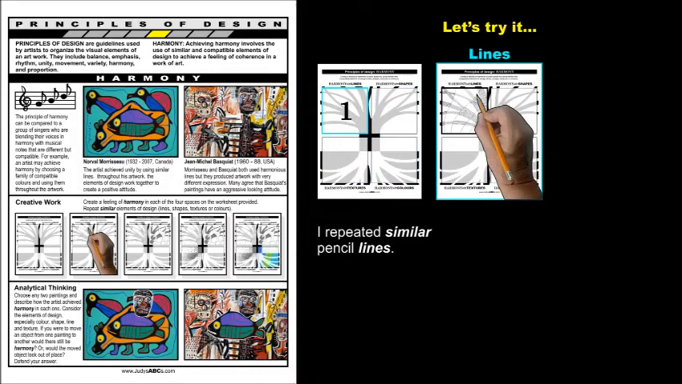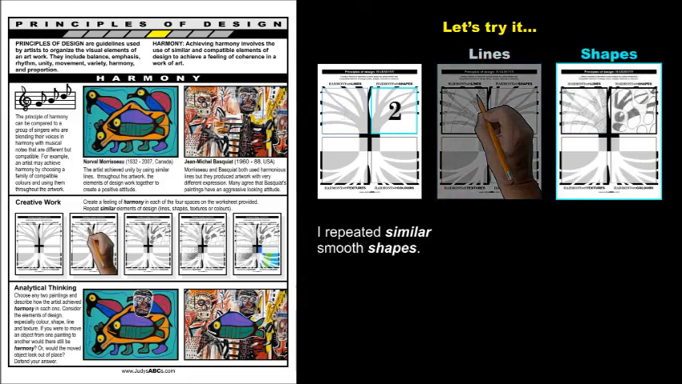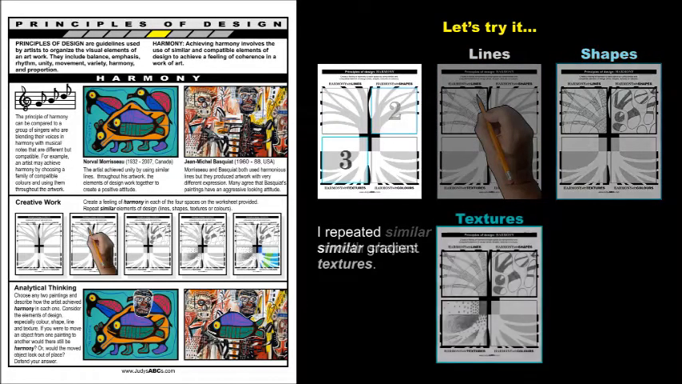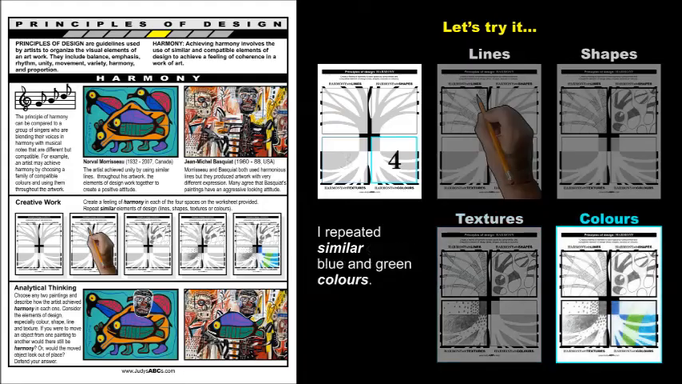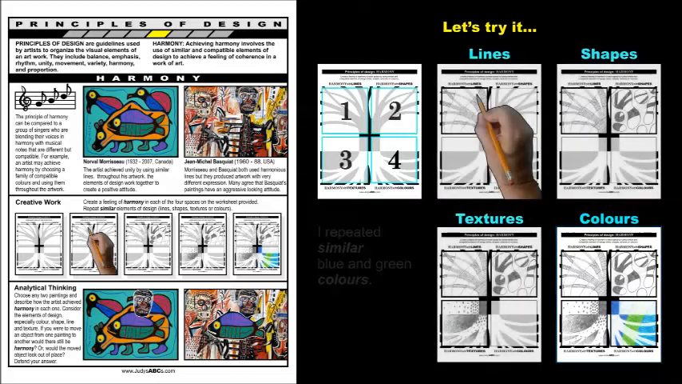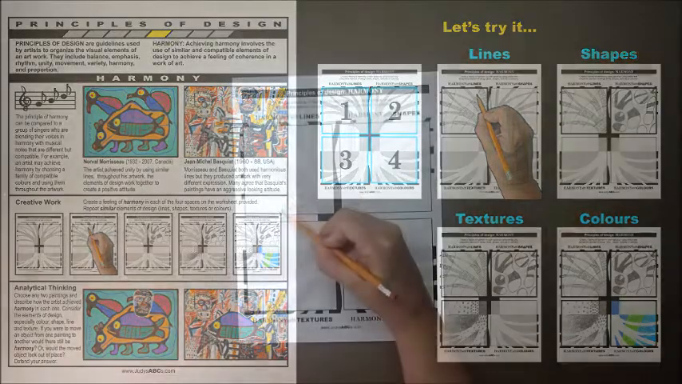In the first space, I repeated similar pencil lines. In the second space, I repeated similar smooth shapes. In the third space, I repeated similar gradient textures. In the last space, I repeated similar blue and green colors. What different ideas do you have? Share your ideas with your friends. This is an important part of creativity.